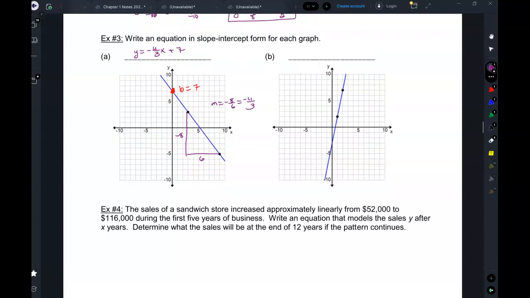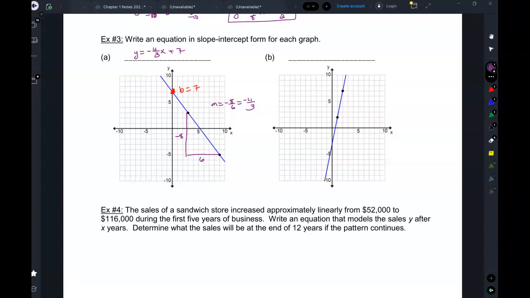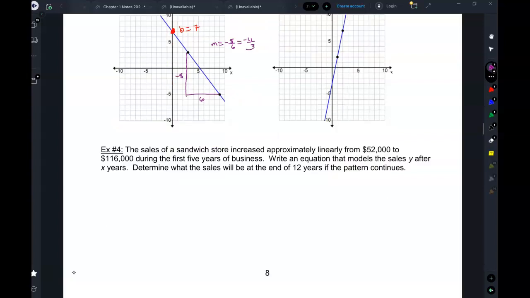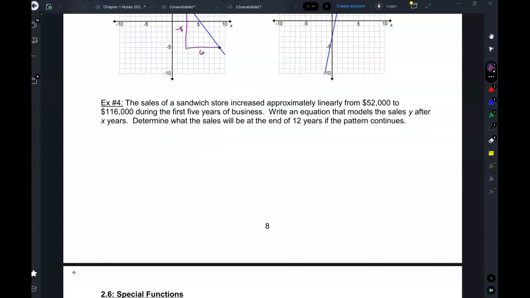Okay, go ahead and do the next one. Okay, 5x minus 3. Awesome. And remember, this line is decreasing, so you should have negative slope. That line is increasing, so it should be positive slope. In an honors class, I would expect you to catch those things, if you happen to forget the negative or something.